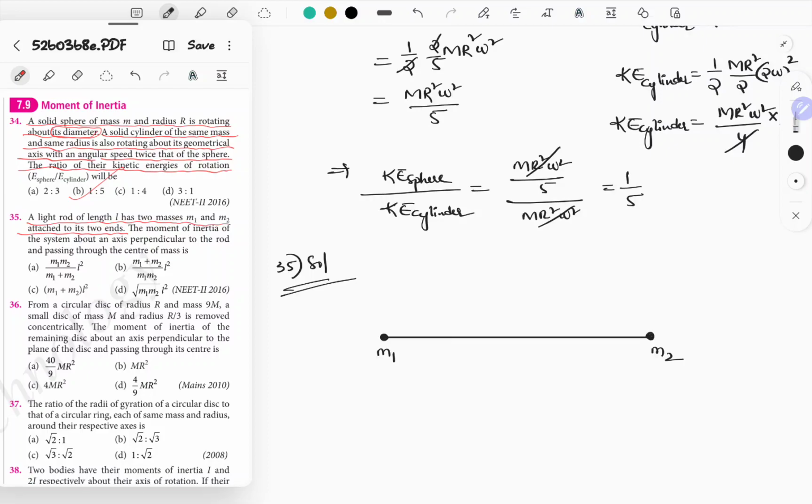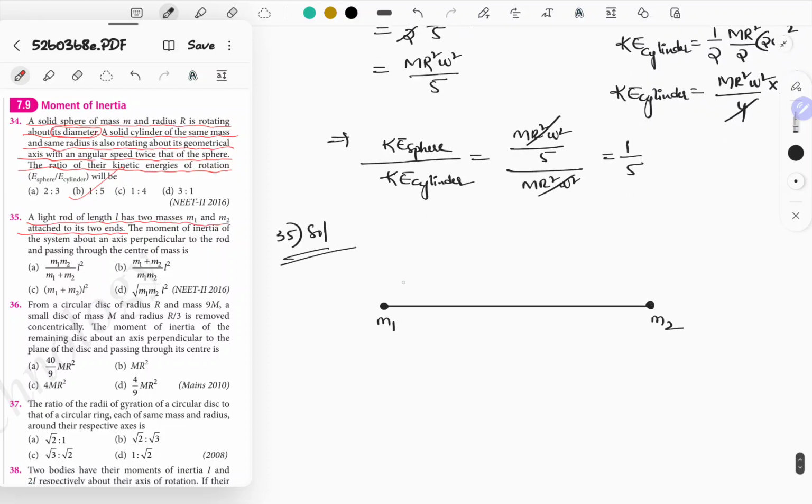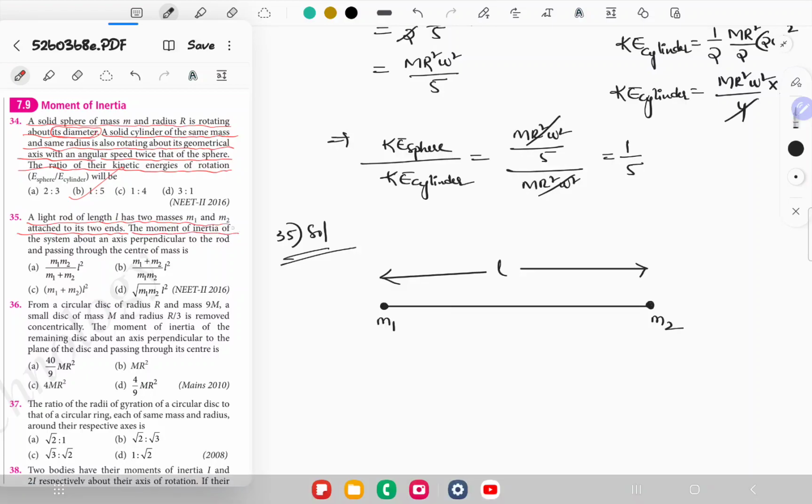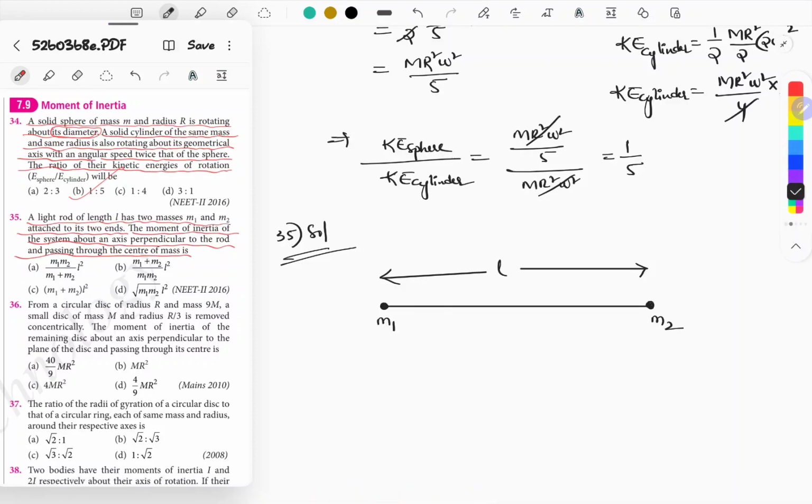This is how the diagram is represented here. The length of this rod is going to be L. This one they have already given in the question. So what is the final question they are asking? They are asking the moment of inertia of the system about an axis perpendicular to the rod and passing through the center of mass. Do we know the center of mass location? Is it exactly at the center? No, it is not. We don't know the center of mass location.